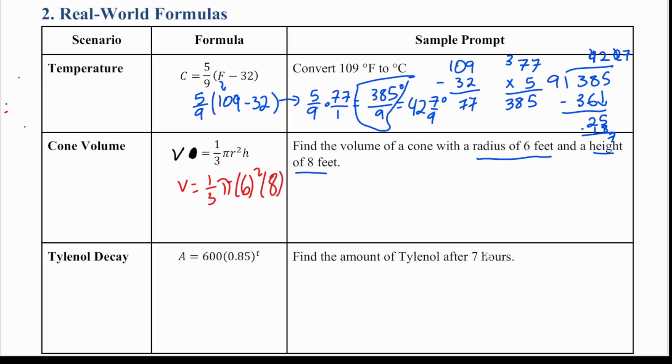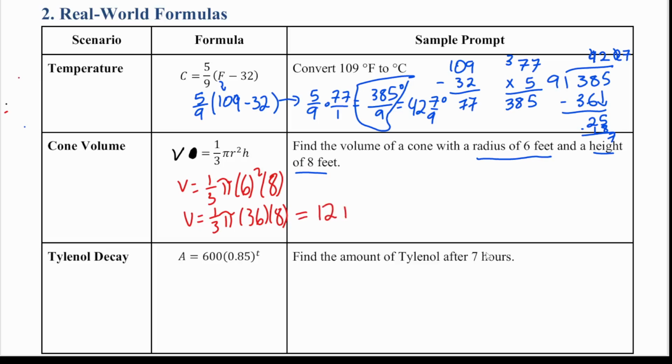And then from here you want to follow order of operations. So you're going to do the 6 squared first, which is 36. And then you can just do the multiplication and division from left to right. So 1/3 times pi is going to give you pi thirds. And then if I do pi thirds times 36, well, 1/3 times 36 is the same thing as 36 divided by 3, which is 12.